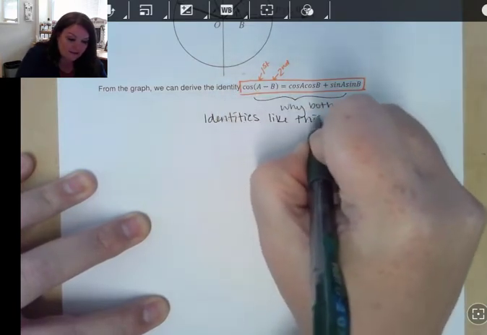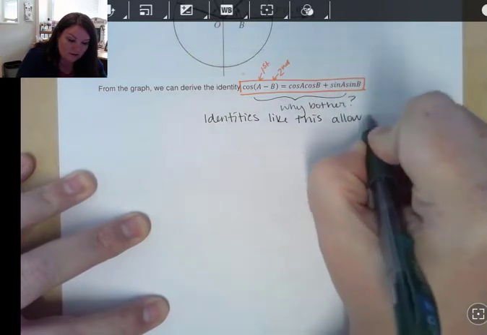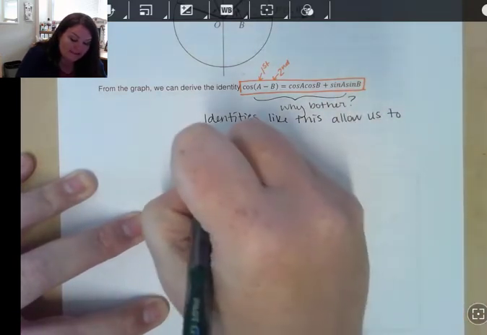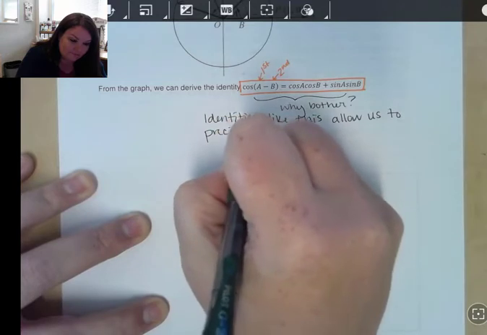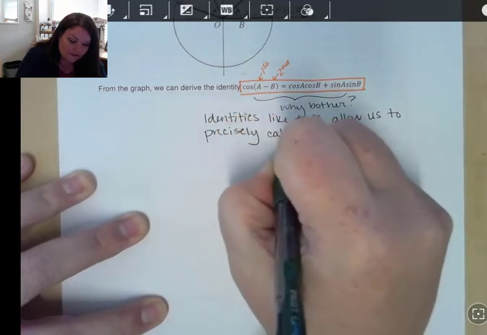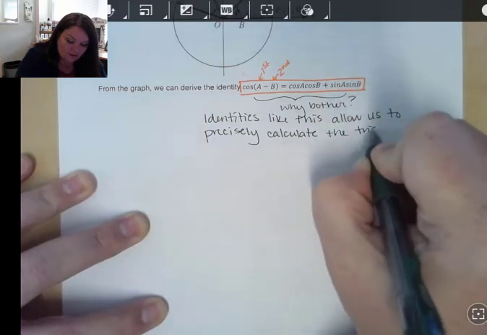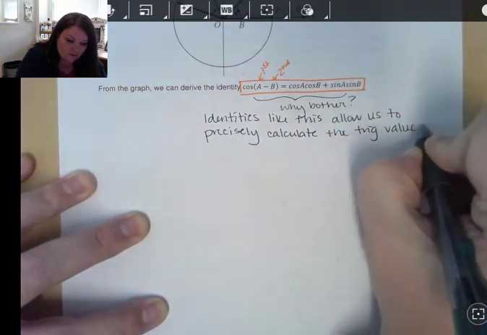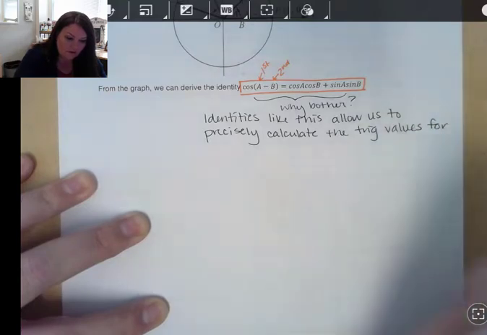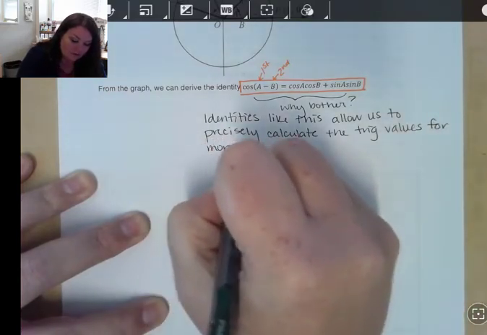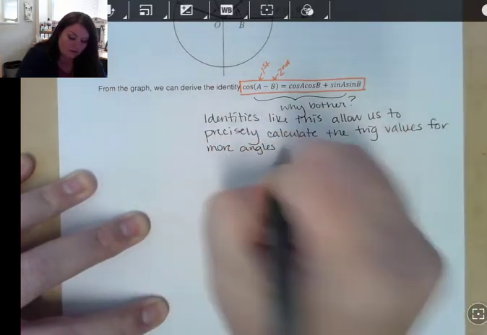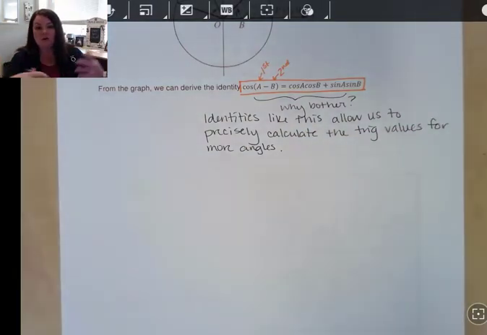So why we bother is because identities like this allow us to precisely calculate the trig values for more angles, other than just our nice quadrantal angles and our nice angles that have pretty reference triangles.